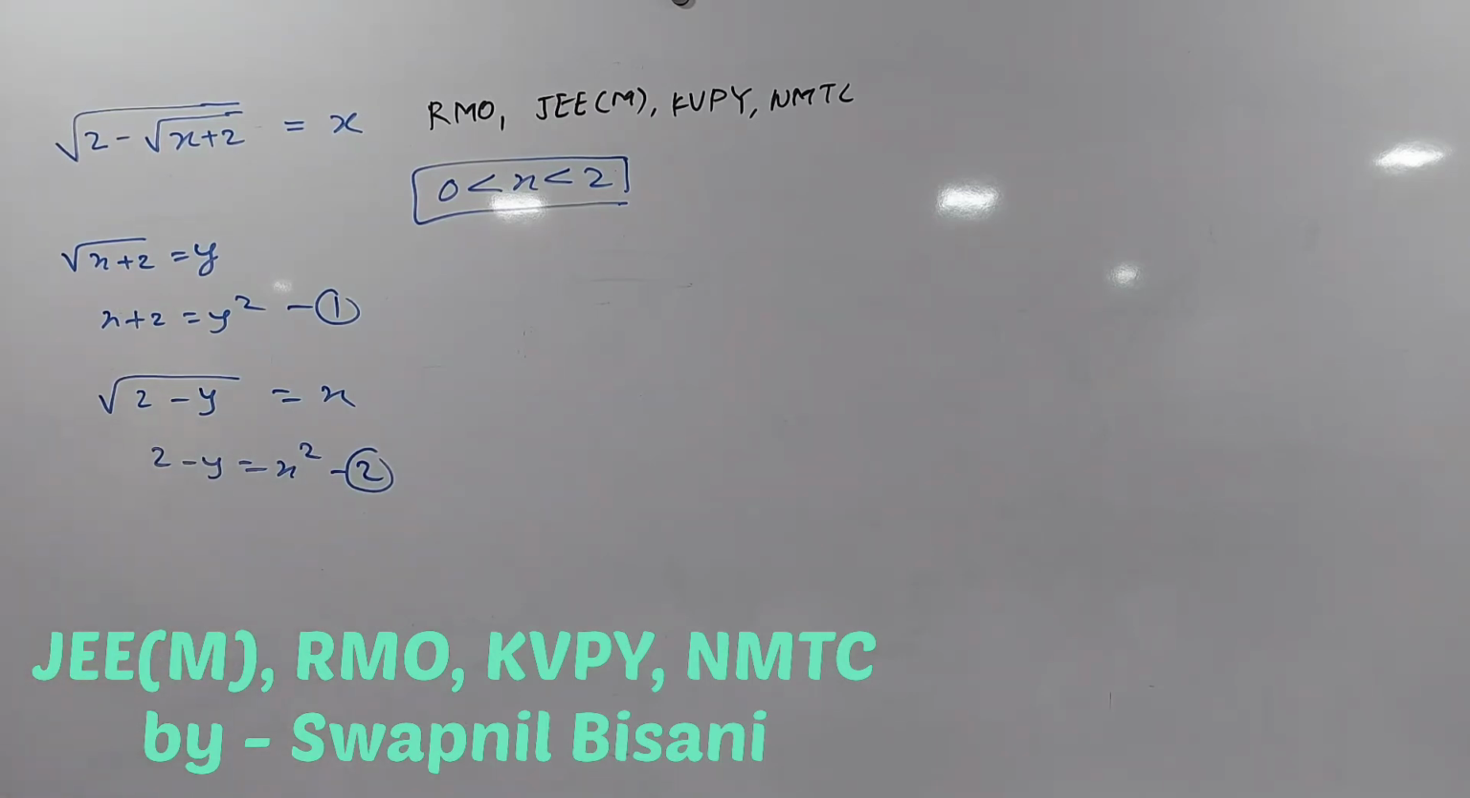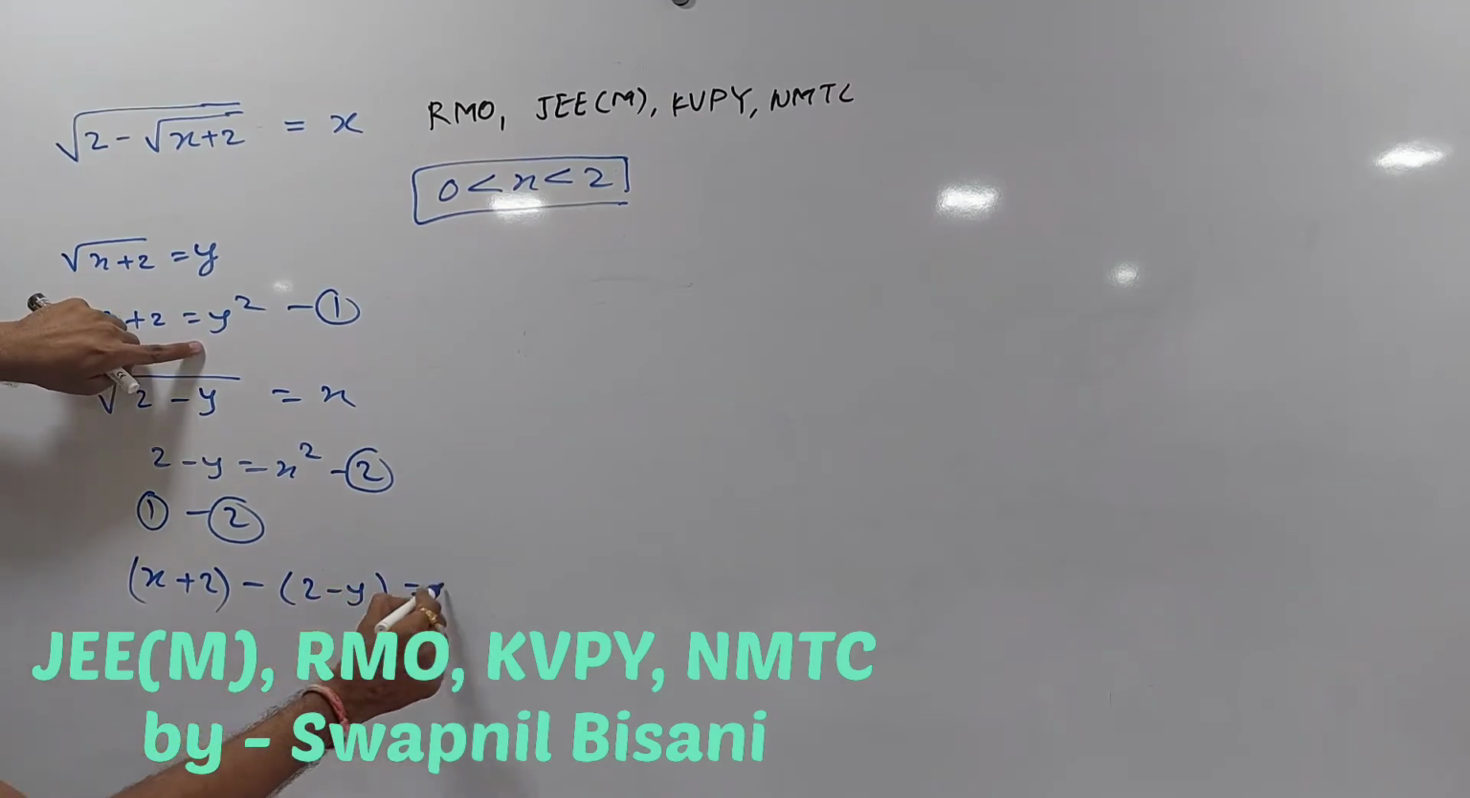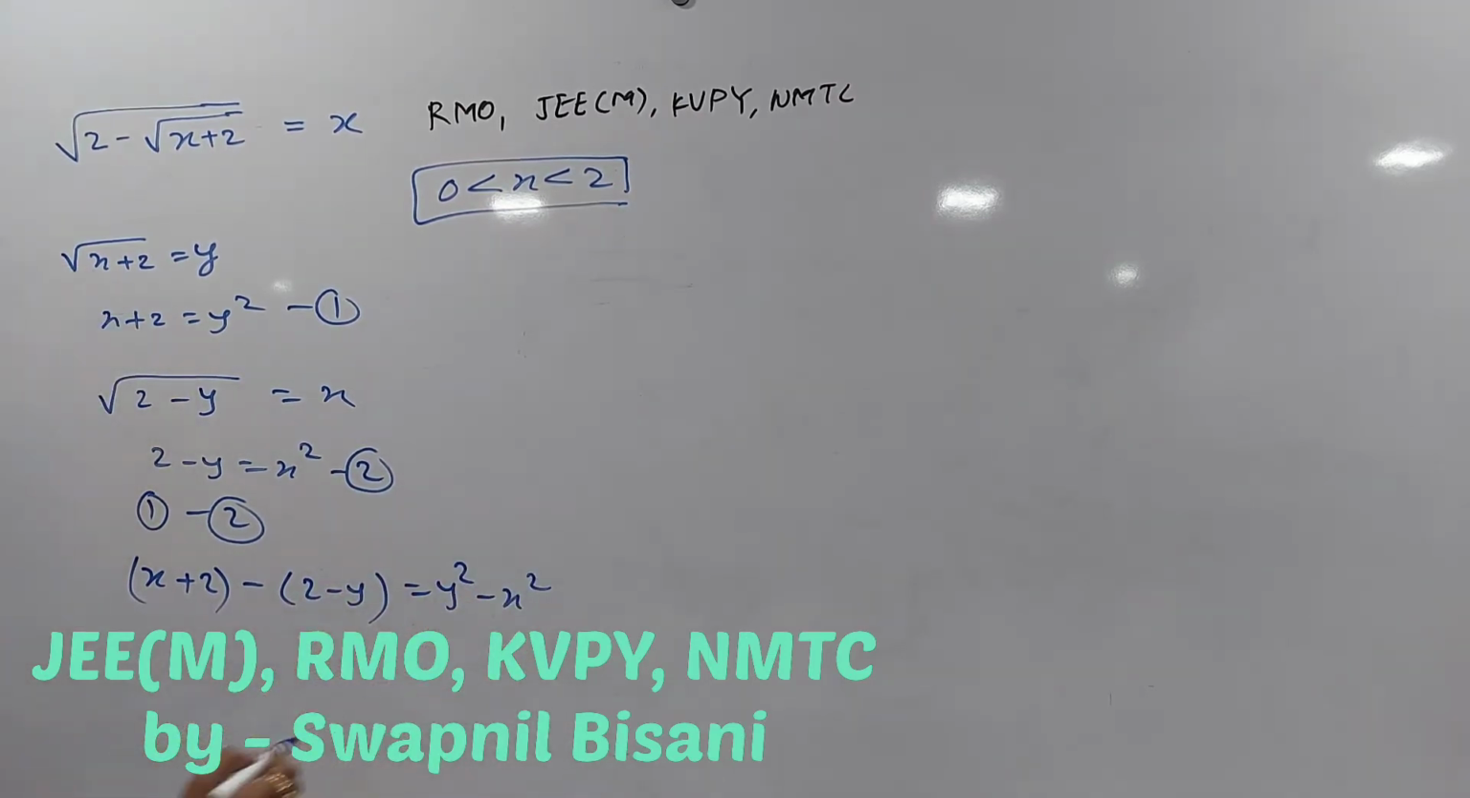Fine. Can I do something here? Can I simply add the two equations or subtract the two equations? Fine. If I subtract, this 2 gets cancelled. Let us try with the subtraction. 1 minus 2. So x plus 2 minus 2 minus y is equal to y square minus x square. So plus 2 minus 2 get cancelled. It is plus y and here it is x. So x plus y is equal to y square minus x square, which reduces to y plus x into y minus x.